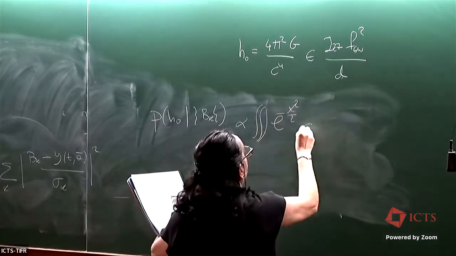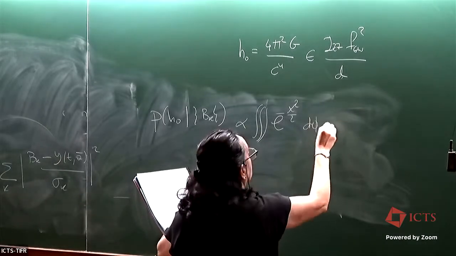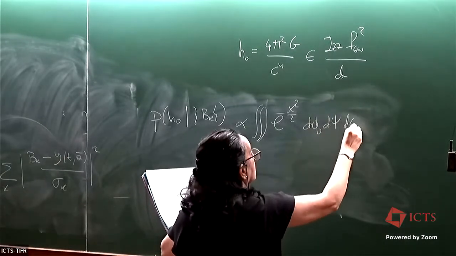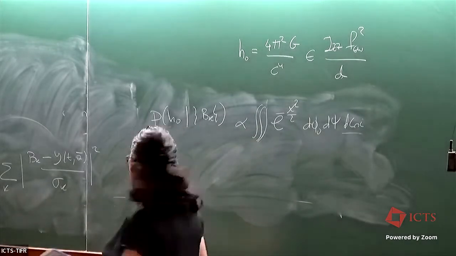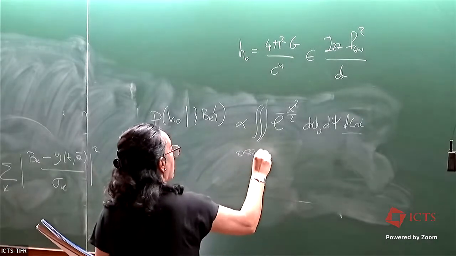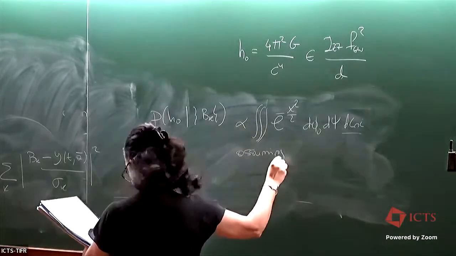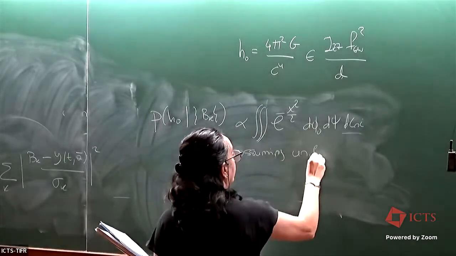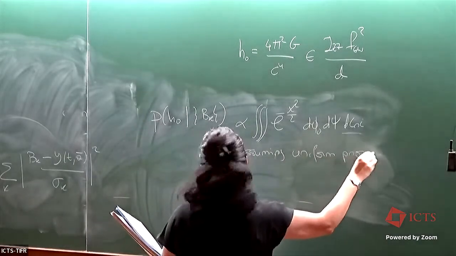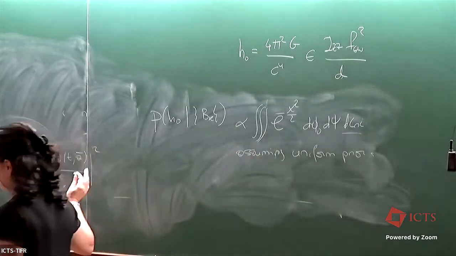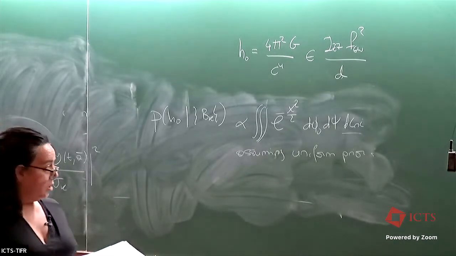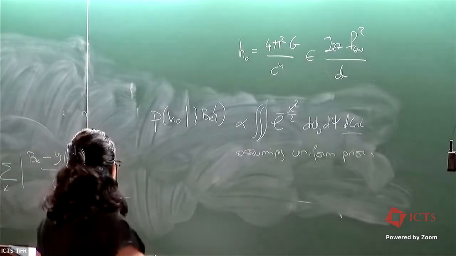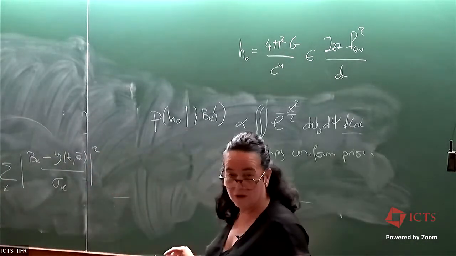And here, of course, when I've written this expression, I've been assuming uniform priors. If I have more information, I could use it and I could change those priors. So when we have that, we have all the information we are interested in.